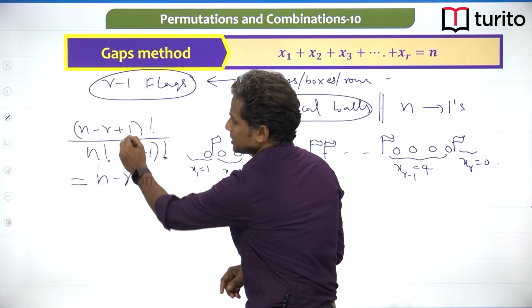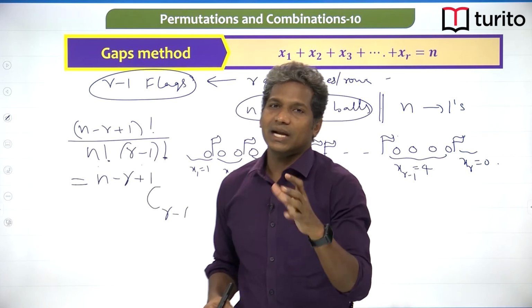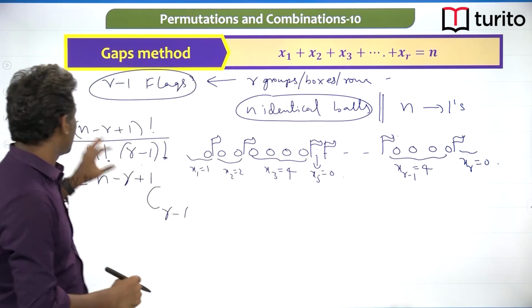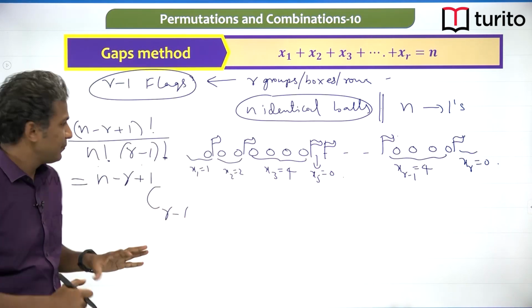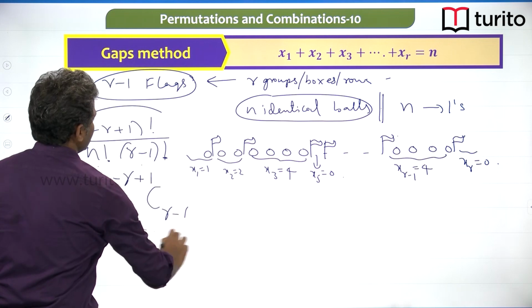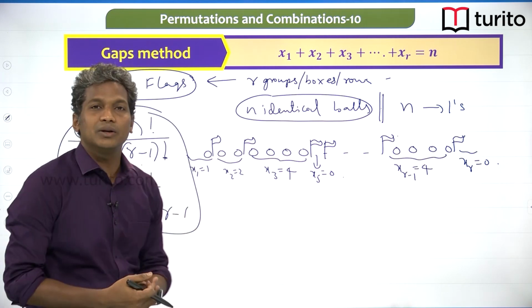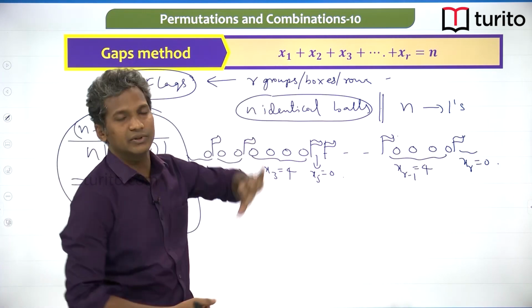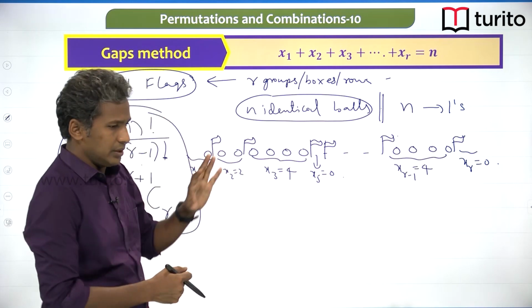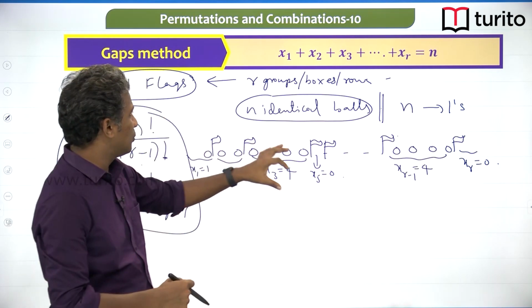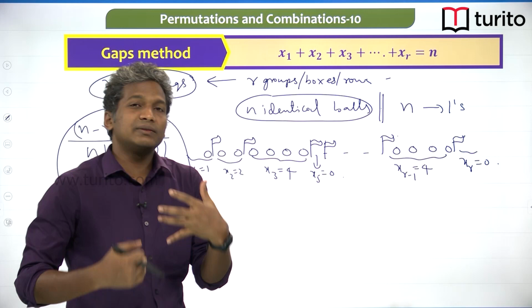So this number and this number both are going to be exactly equal. These two numbers are going to be exactly equal, and this will basically represent the total number of non-negative integral solutions of this equation. I hope you understood this balls and flags method.